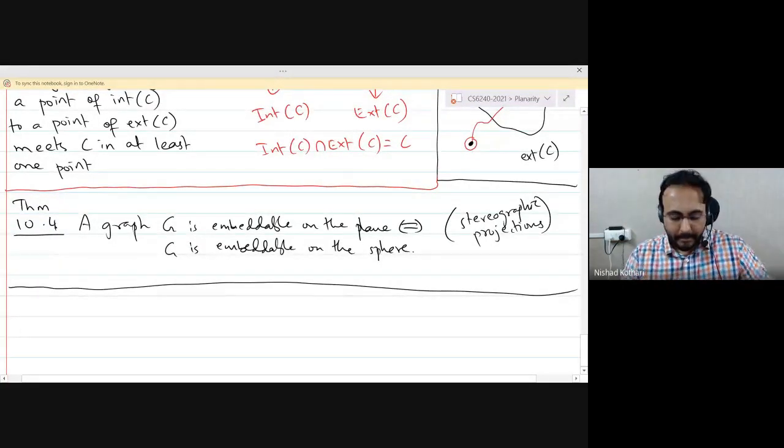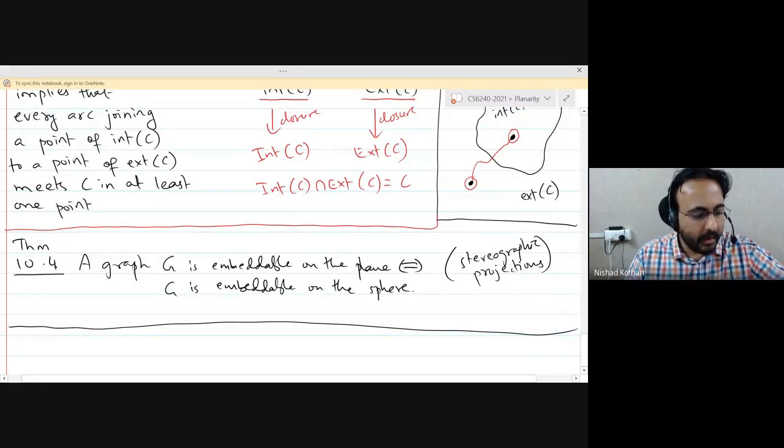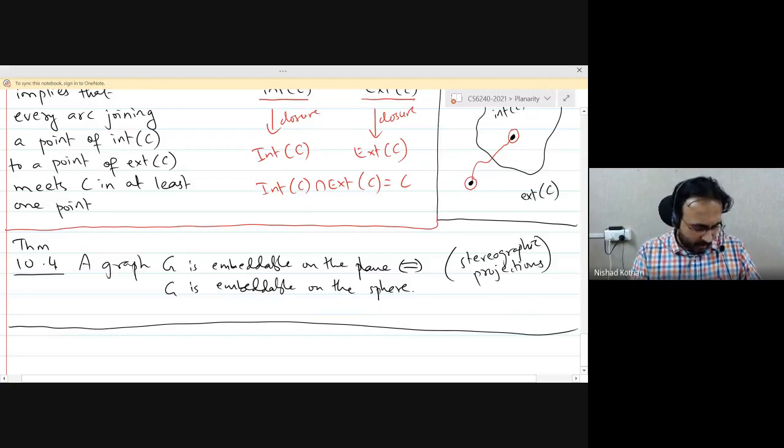Okay. Good. What else do I want to say? Okay, so that's about all I want to say on the topological side of things. Let's go back to some graph theory.